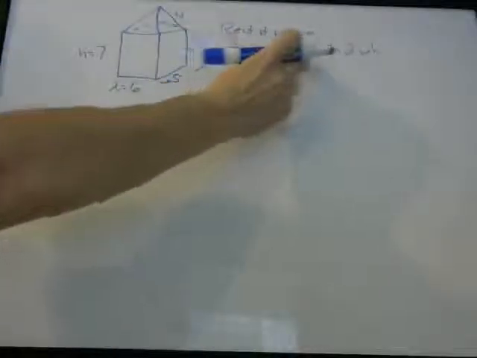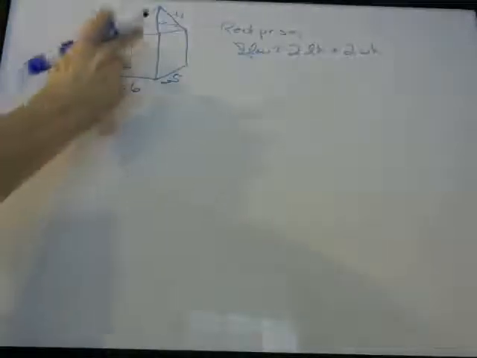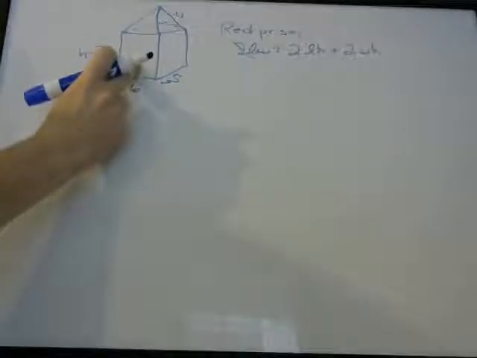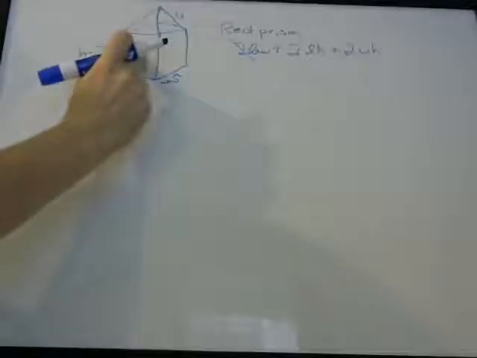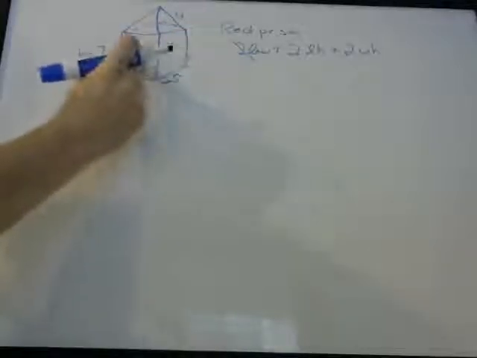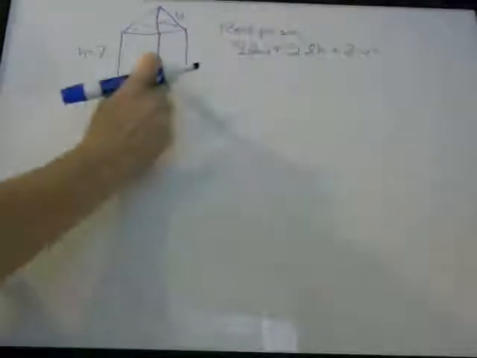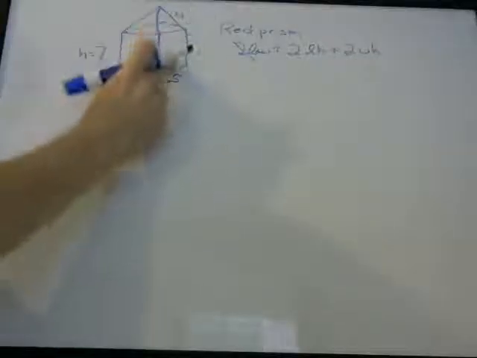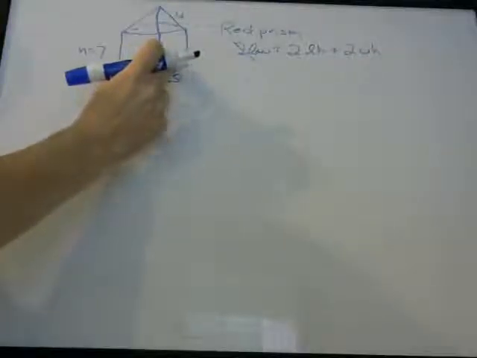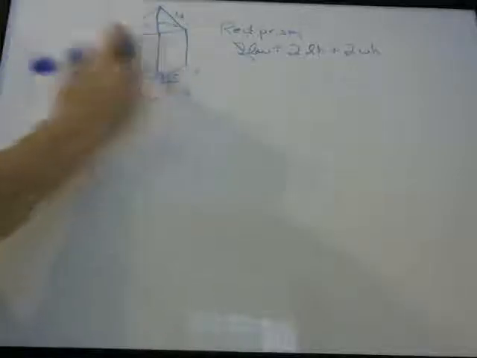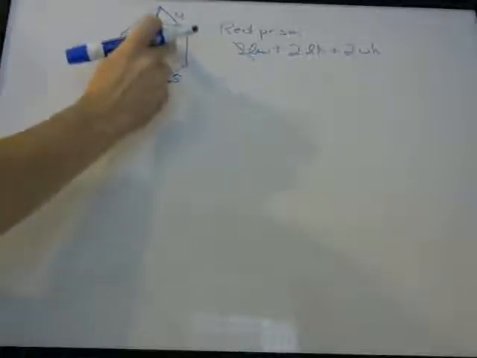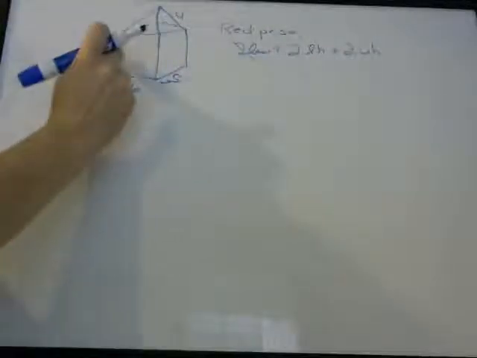Then we have 2 times length times height. Length times height is giving us this face, the area of that face. We multiply it by 2 because there's 2 of them. There's this one in the front, there's one in the back that we can't see. Then we have 2 times the width times the height. That's this. Remember the formula for a rectangle is basically length times width, which here is width times height. That's 7 times 5. That's going to give us the area of this face. Multiply it by 2 because there's 2 of them.